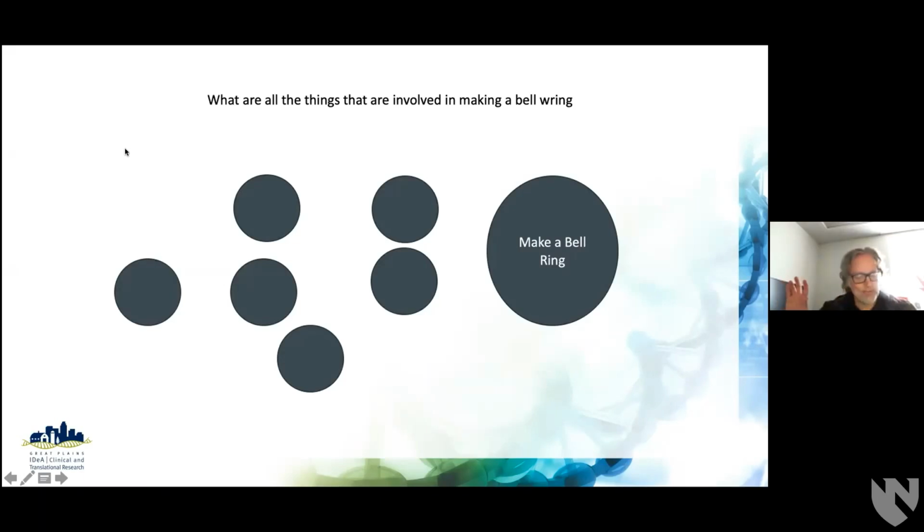What I want us to do is think about just, well, we're going to tie it back to theories, models, and frameworks, but let's talk through what are all the things that are involved if we wanted to make the bell ring? Fingers, okay, you may need fingers. You have to have a bell. You need to have a bell. That is very true.